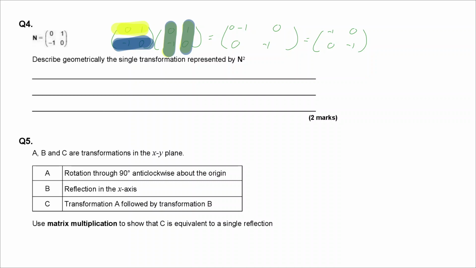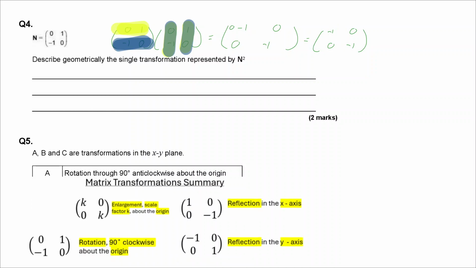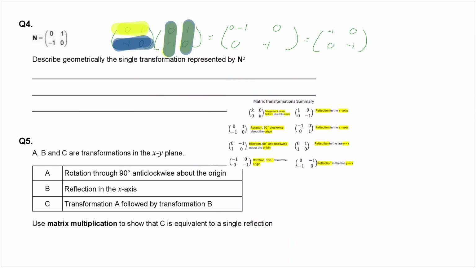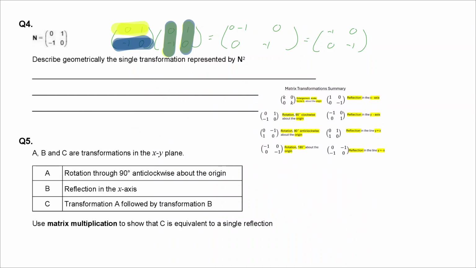Once you've got this, it's now just about identifying what this matrix represents. And again, if you've memorized these, let's zoom this out a little bit. If you memorize these, you'll know it's just about identifying which one of these this represents. Minus 1, 0, 0, minus 1 is this one here, which is a rotation of 180 degrees about the origin.